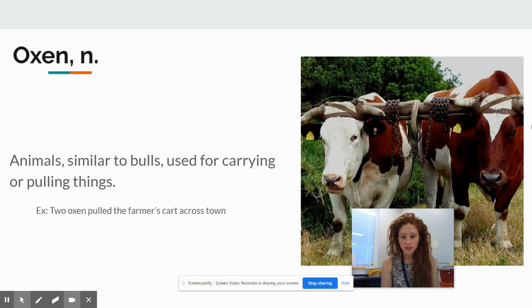Our next word is oxen, and oxen is a noun. Remember that nouns are people, places, animals, or things, okay? Oxen are animals similar to bulls, and they are used for carrying or pulling things, okay? So they kind of look like big cows, but they're not. One is an ox, but when you have two, or more than one, you call them oxen. So an example of using the word could be, 2 oxen pulled the farmer's cart across town.